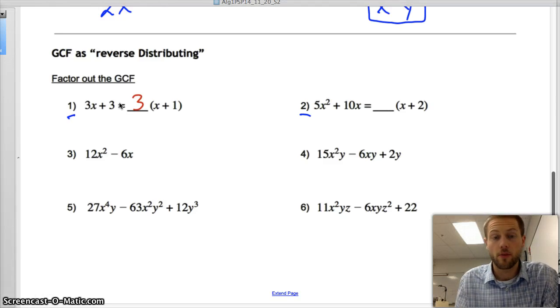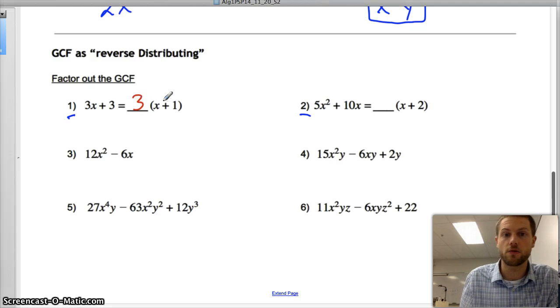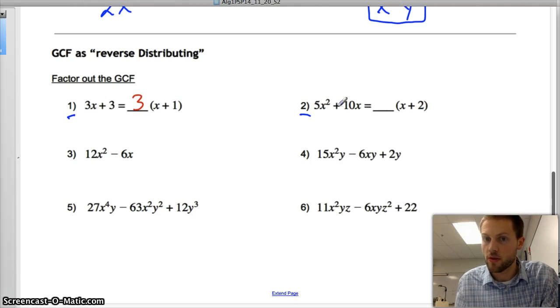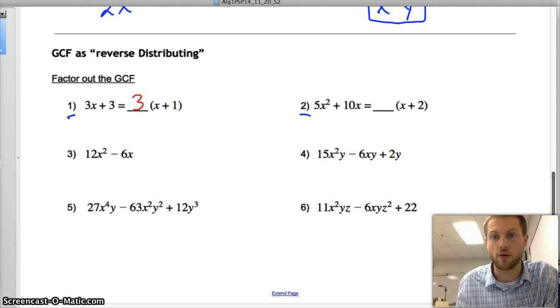All right, so I completed number 1 for you. The answer here is 3, and you can think about it if I were to go in the other direction and distribute. I would get a 3 times x, and the 3 times 1 would give me the 3x plus 3. If you're having some trouble with number 2, take a look at this. I'll explain it out for you here. Otherwise, you can skip ahead, and I'll put an annotation somewhere in here to skip.